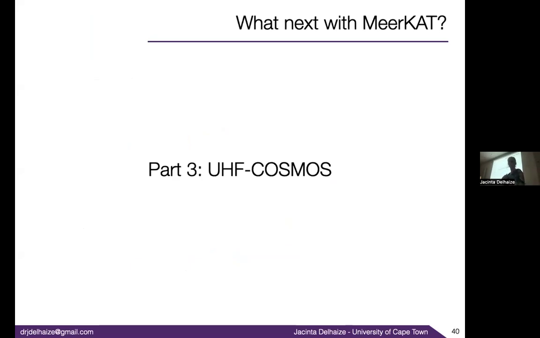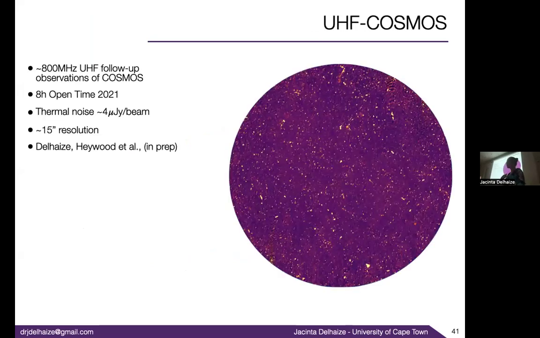Which brings us to what I'll probably end on, part 3 now. So this is UHF COSMOS. We have L-band observations of the COSMOS field with MeerKAT. This is where we found those two GRGs. And now we used open time data to point MeerKAT at the same field, but using the UHF band, so this is lower frequencies. And we created a continuum map at lower frequencies. This is about 800 megahertz.